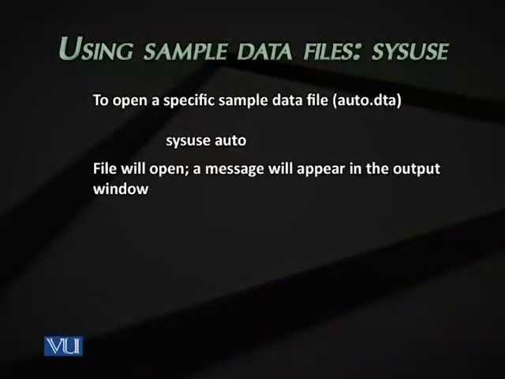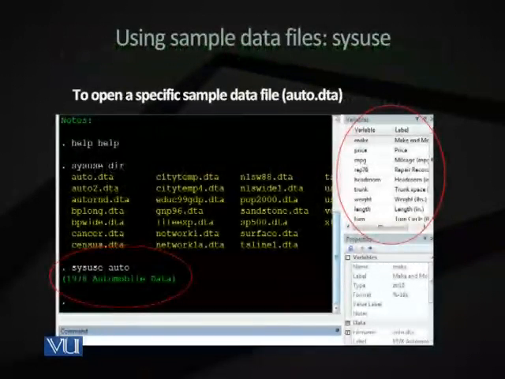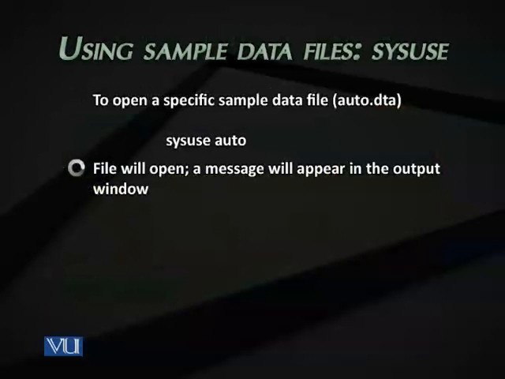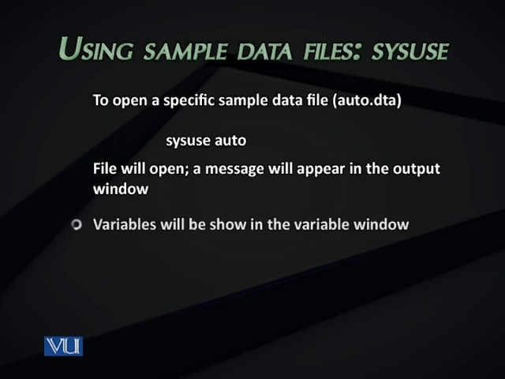Remember that here we don't need to type the extension of this auto data file in Stata, because Stata understands that auto is .dta. If you don't type a dot extension, it will be understood as a .dta file. If the file is available, it will open. So if you type sysuse auto and enter, the first thing you will notice is that on the right side, in the variable window, you will have a list of variables. A message will appear in the output window as well. The message will be the same sentence that you typed. And after the message appears, if there is no error, this means the file has properly opened. As I told you, variables will be shown in the variable window. Variable description will be shown in the window below the variable window.